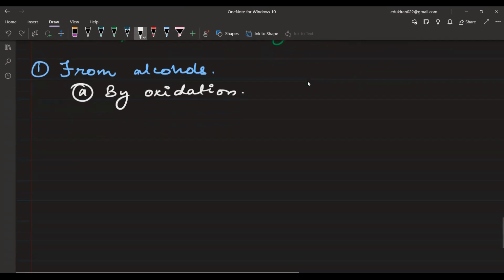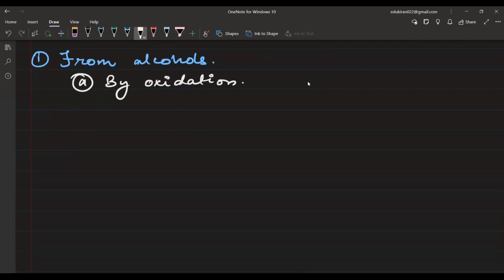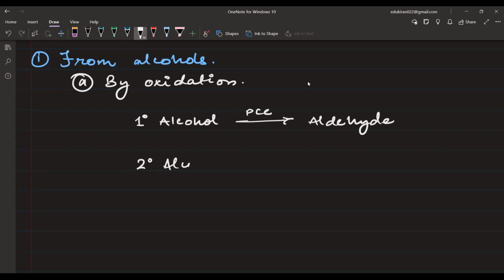Again, the same reactions are here, as in alcohols, phenols, and ethers. If you react 1 degree alcohol with PCC, then we are going to get aldehyde. If you react 2 degree alcohol with PCC or any oxidizing agent, CrO3 or something else like that, then you are going to get ketone.